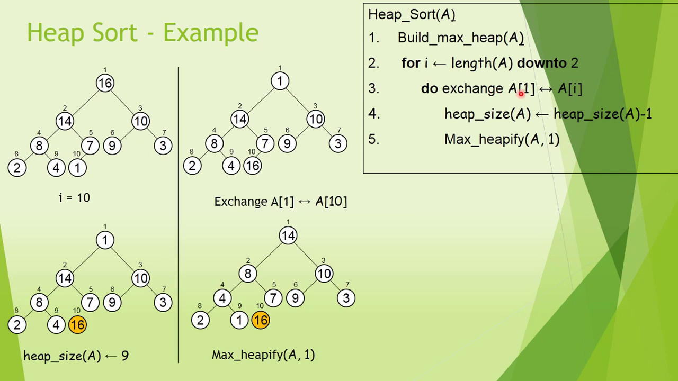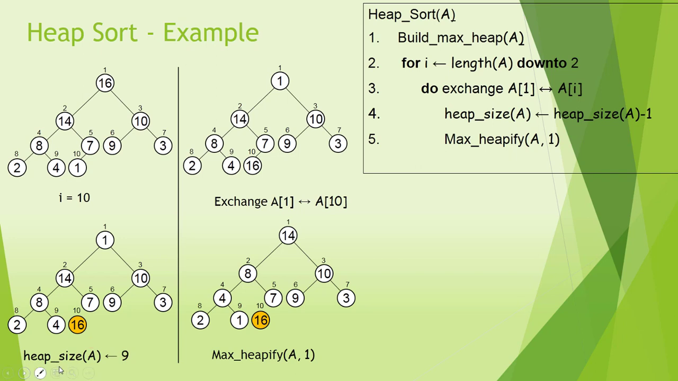What I am doing is exchanging A of 1 and A of 10. So this 1 and 16 will be exchanged. 16 will come here, 1 will go here. Next I will reduce the heap size of A by 1. Now we reduce the heap size of A to 9. 10 minus 1 is 9.